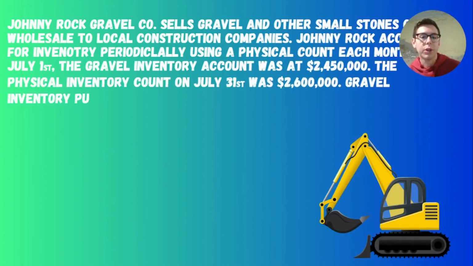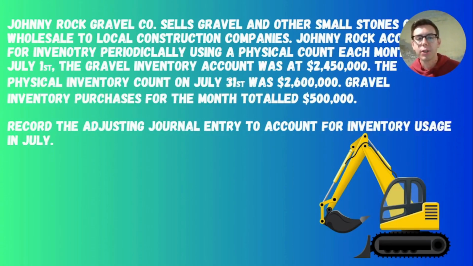Johnny Rock Gravel Co. sells gravel and other small stones on wholesale to local construction companies. Johnny Rock accounts for inventory periodically using a physical count each month. This is still a pretty common method for accounting for inventory, so while some companies will use the perpetual method and have a live running count of their inventory, it's not uncommon to still see the periodic, which makes for a good adjusting journal entry. And a common example you'll see on tests and in accounting classes.